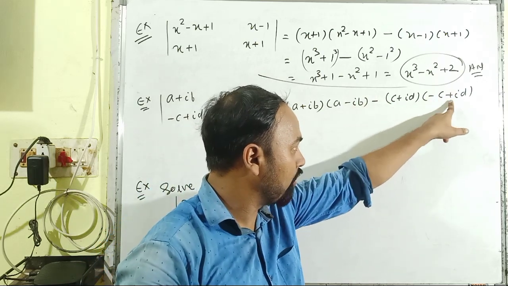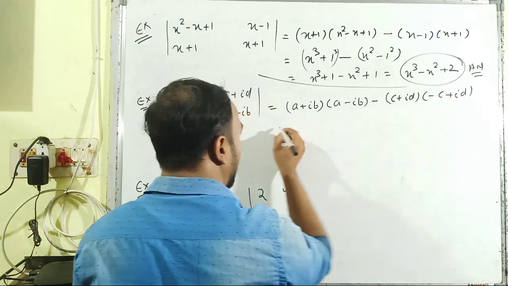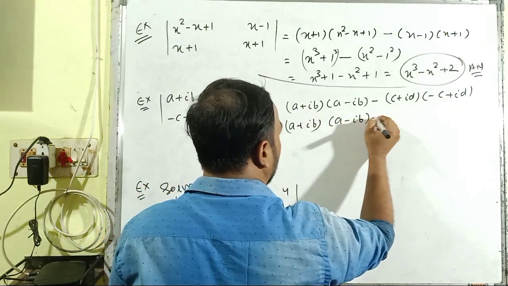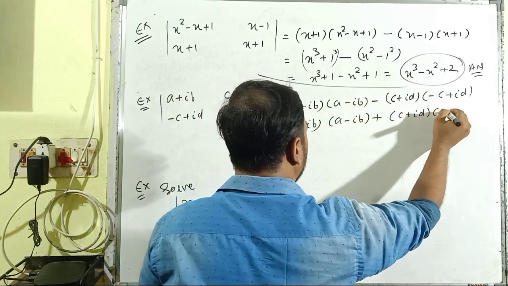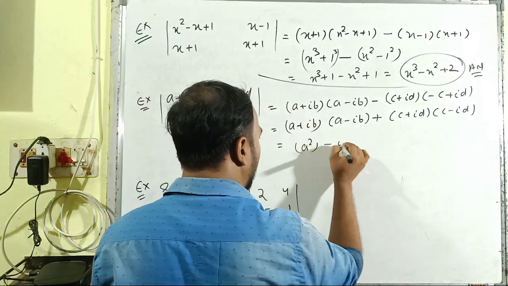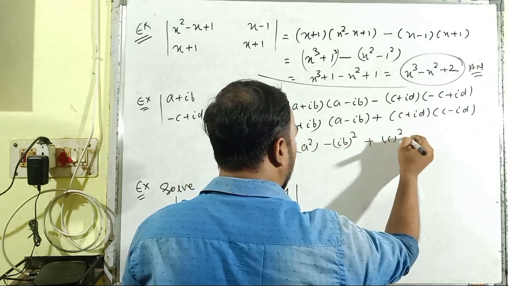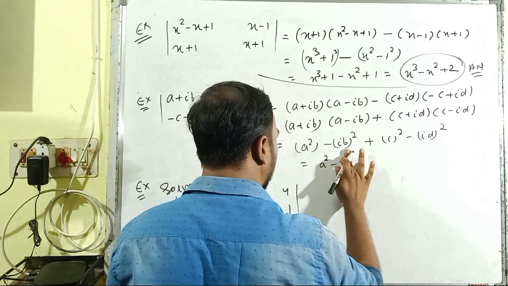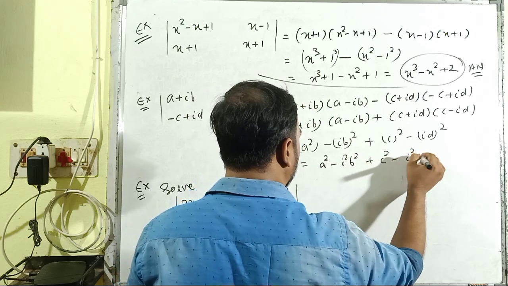Let us take a common from the second term of the second part. So after taking a negative sign common here, we can have a plus ib multiplied with a minus ib, minus, and here taking a minus it becomes plus, then it will be c plus id multiplied with c minus id. Then it will be a square minus whole square of ib, then plus c square minus whole square of id. Then it will be a square minus i square b square and plus c square minus i square d square.